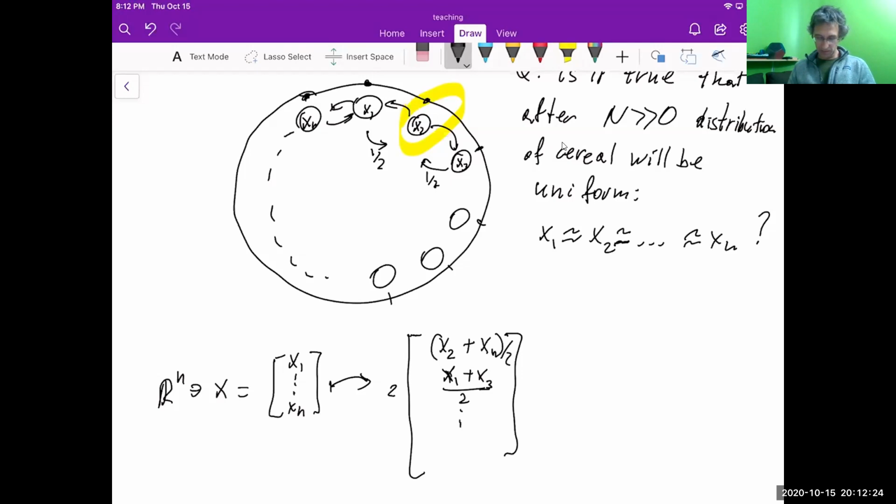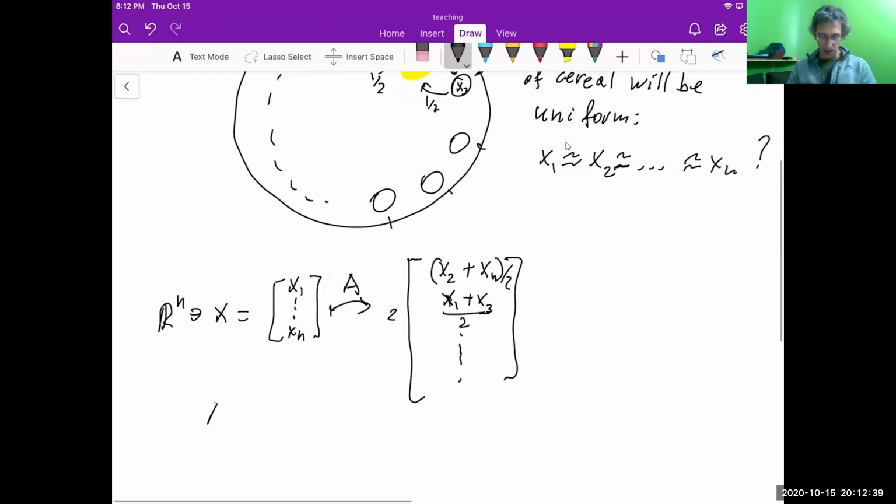So we'll have this, and so on. So that's our operation. As you can immediately see, that's a linear operation. So we denote this by A. So we have a linear operator A from R^n to R^n.